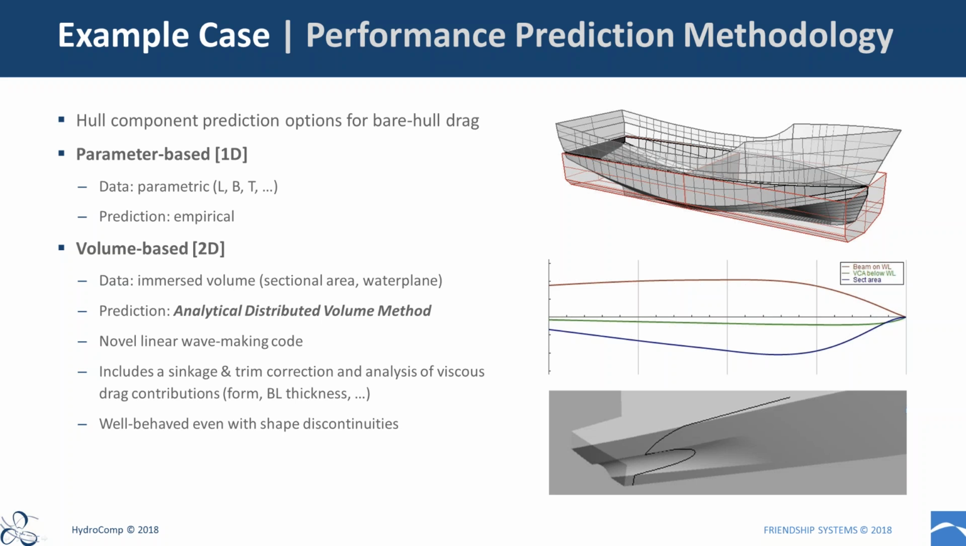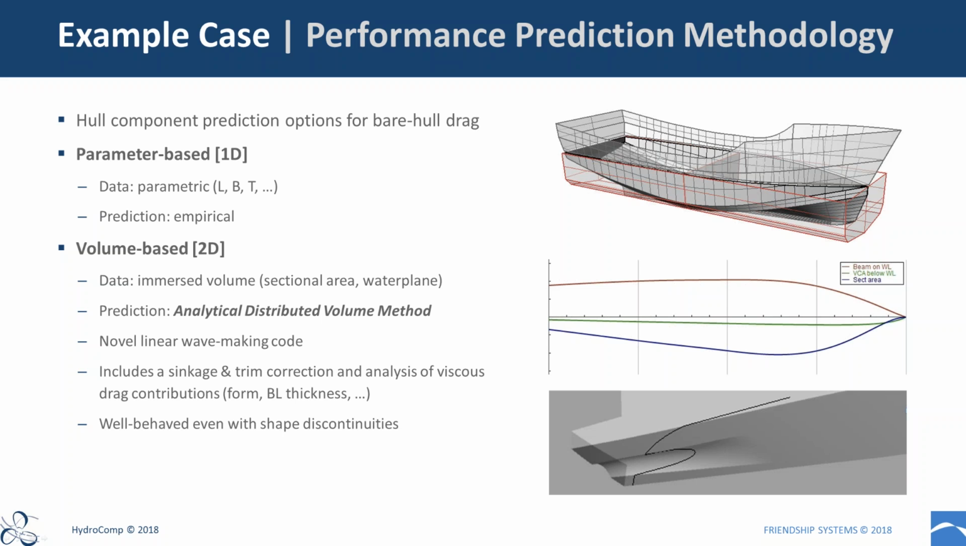But also it has predictions for sinkage and trim corrections, so that throughout the speed range and throughout the vessel types, you can use the analytical distributed volume method to look at refinements in hull forms and outcomes in a much more detailed way, yet still be extremely fast and time efficient.